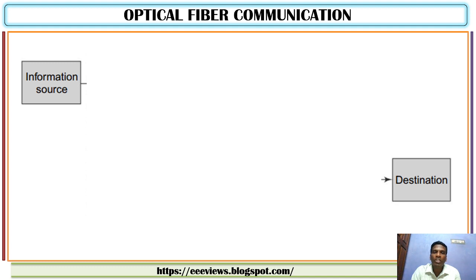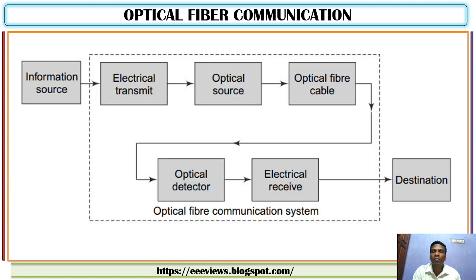Then at the destination we need a receiver, so here we will be using photodiodes. You can see the block diagram. The information is converted into an electrical signal, then transferred into an optical source using LEDs, then transmitted to the cable. At the end there is an optical detector, normally a photodiode. Then it converts into an electrical signal and reaches the destination. So this is optical fiber communication.